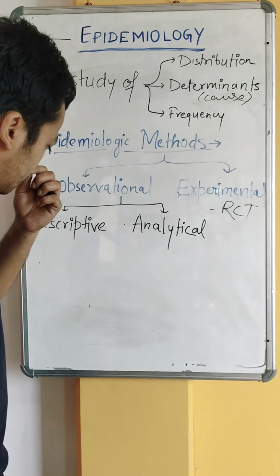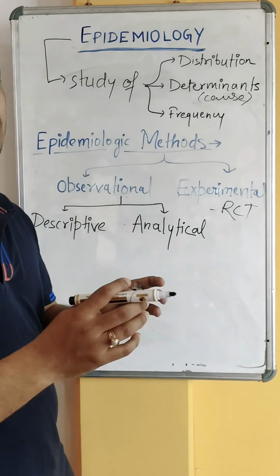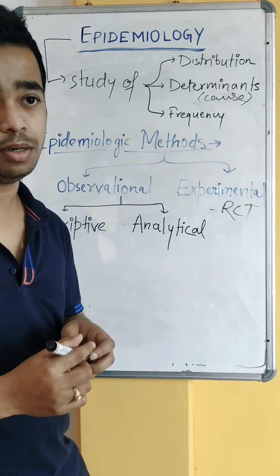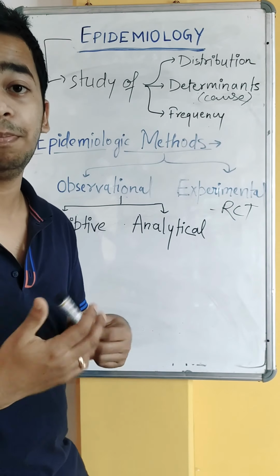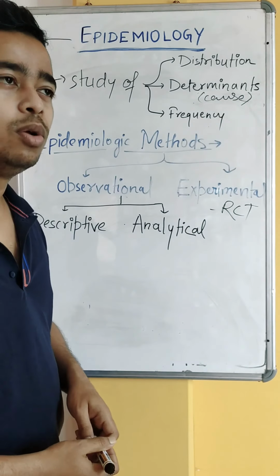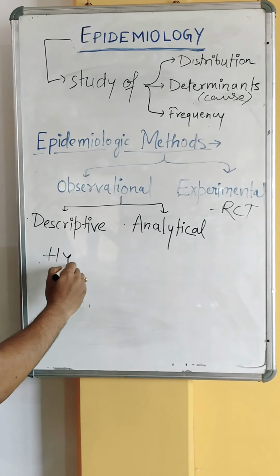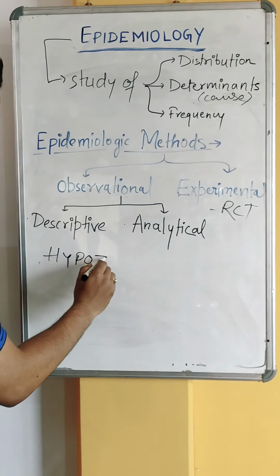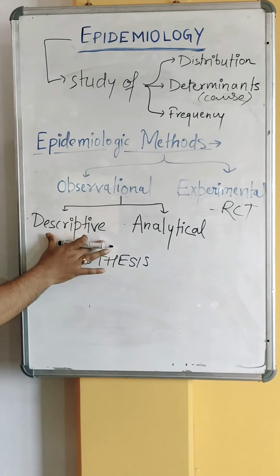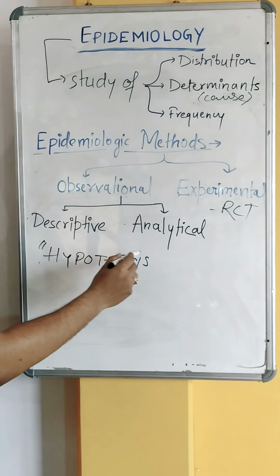In a descriptive study, we basically try to collect all the data about the disease, that is time distribution, person distribution, place distribution of the disease, and after collecting all the data, we try to form a hypothesis. So from descriptive studies, we collect data and try to form a hypothesis.